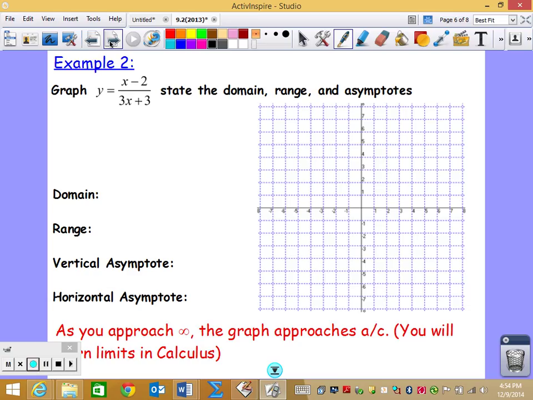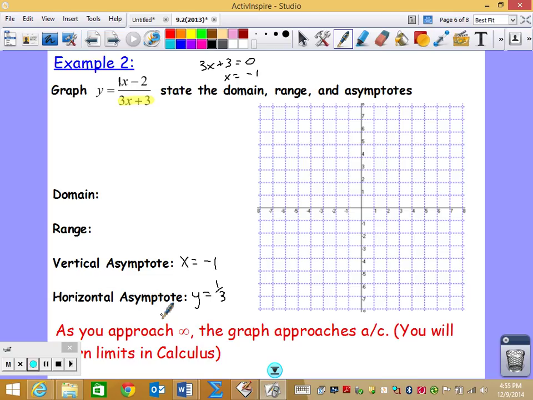So here's what one of these looks like. X minus 2 over 3x plus 3. So I start the same process. Find the vertical asymptote. So in this problem, my denominator, 3x plus 3. So off to the side, 3x plus 3 equals 0. Subtract 3, divide by 3, x equals -1. Vertical asymptote, x equals -1. Horizontal asymptote, y equals, there's a 1 out in front of that x, so it's 1 over 3. It's the ratio of the coefficients.